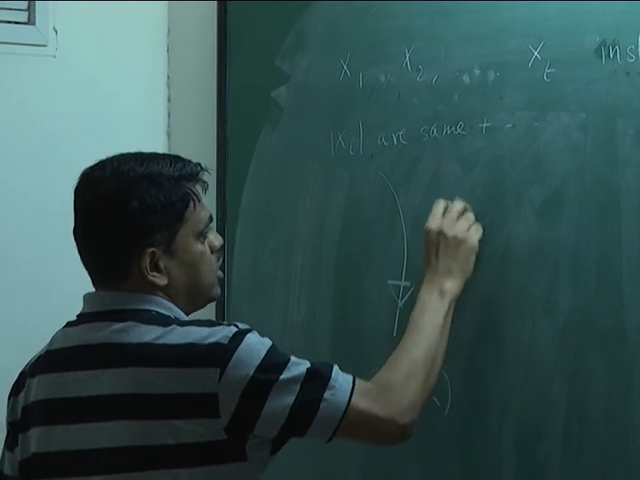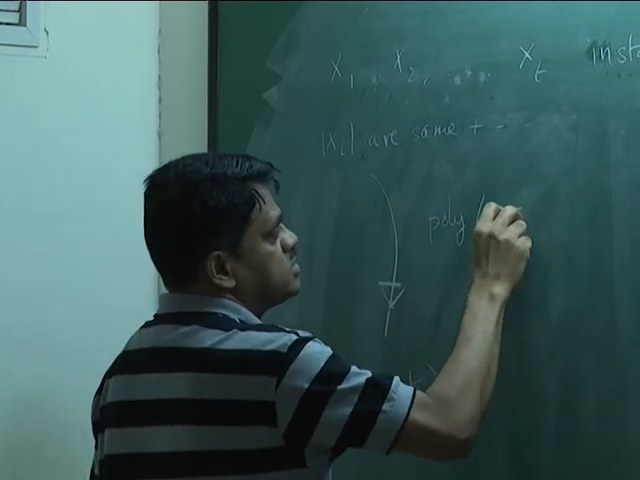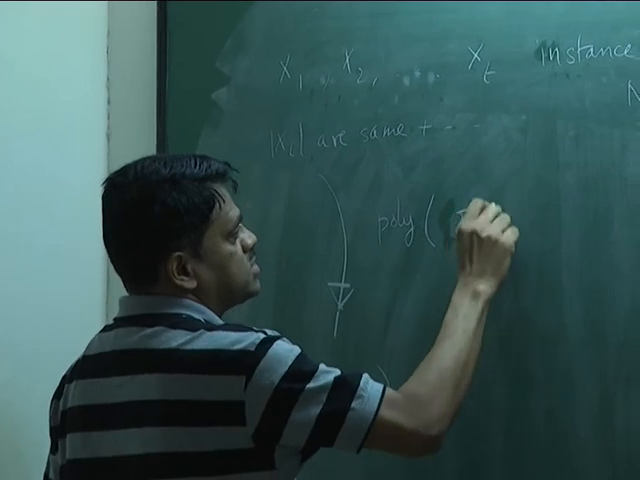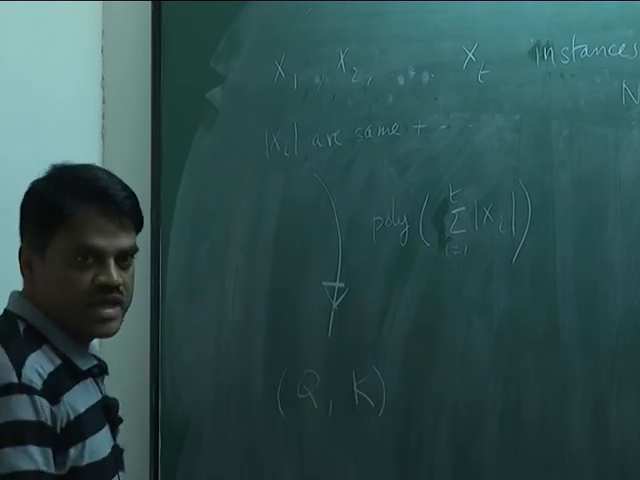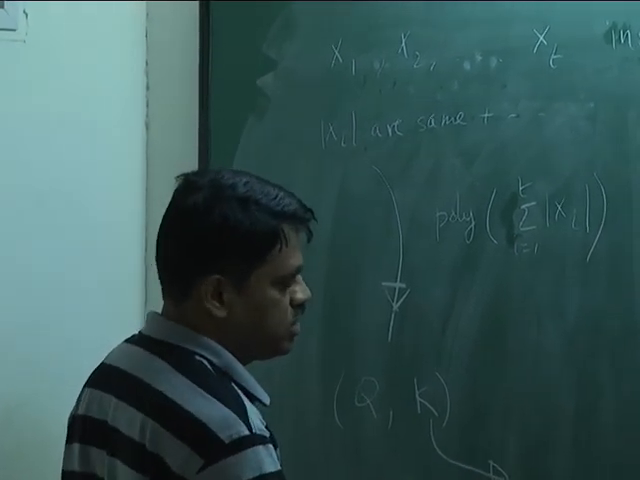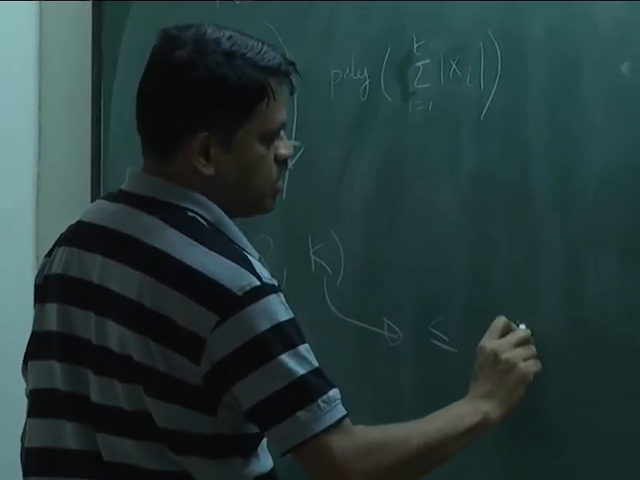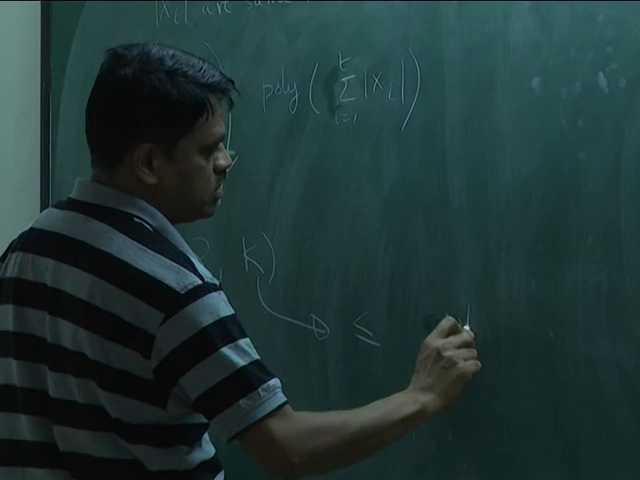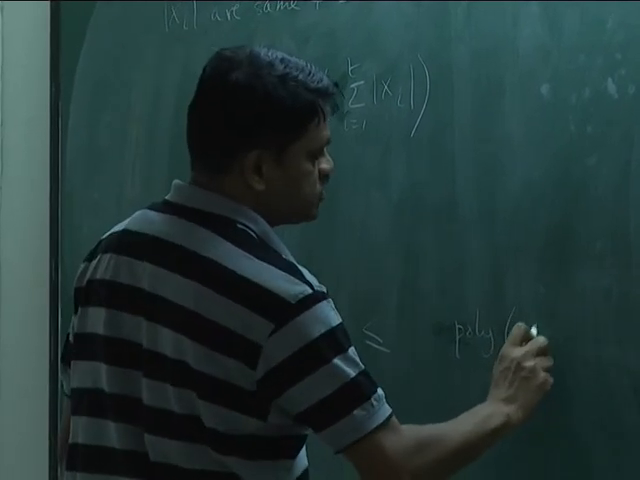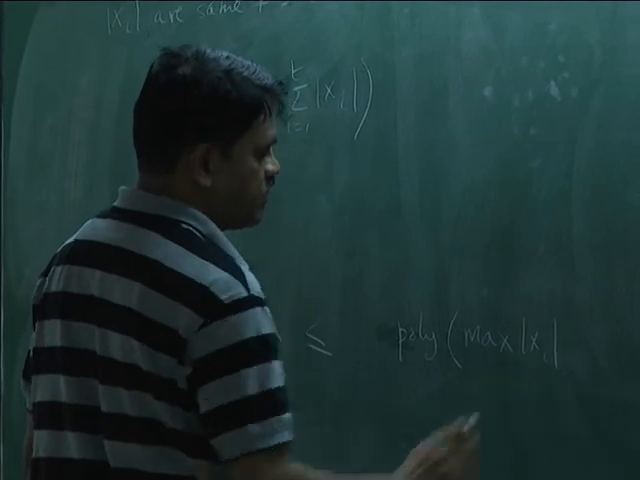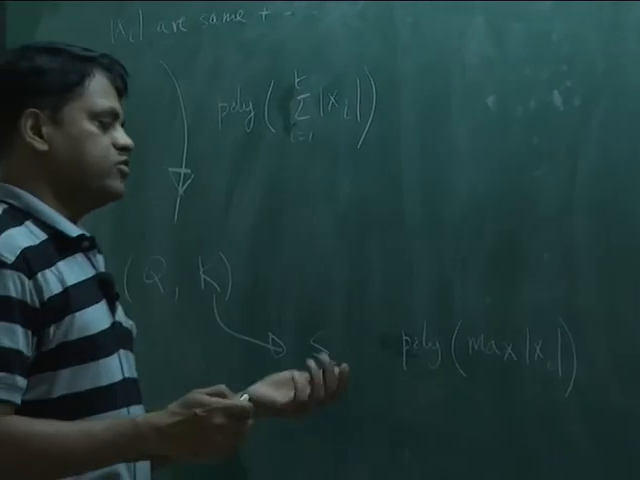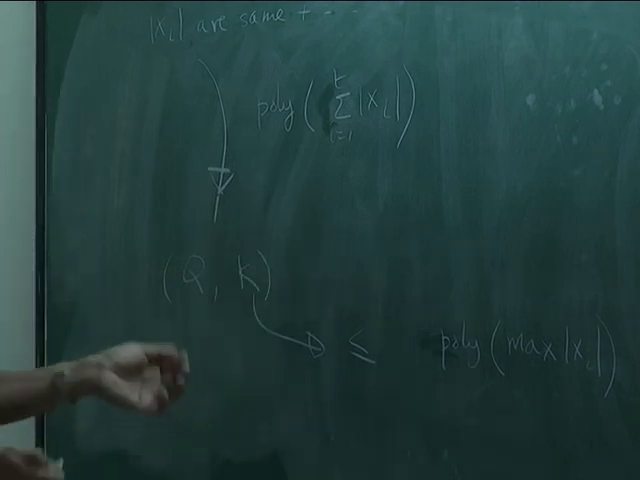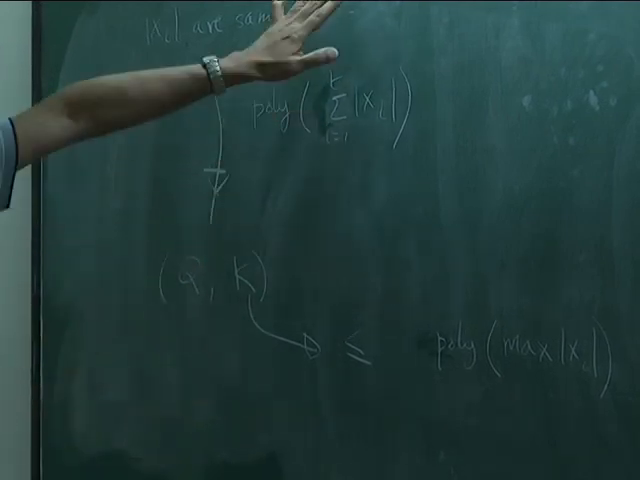What is it you're allowed? You're allowed polynomial in the sum of |x_i| time. And the key thing is that you want this parameter k to be at most polynomial in the max of these input sizes. So this is the important restriction: we don't want the parameter to depend too strongly on t.